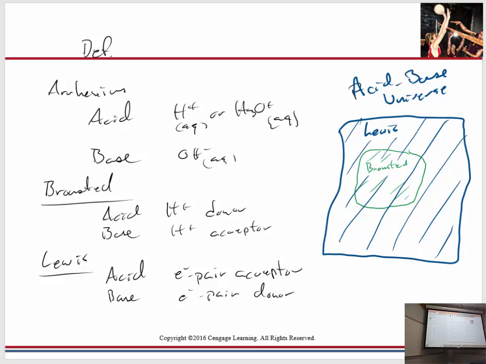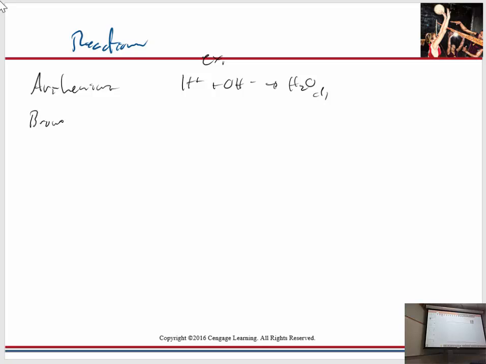Actually, I'm just going to insert a slide here. Arrhenius are pretty straightforward. There's only one thing, and that is H plus plus OH minus yields H2O liquid. That's it. Bronsted, let's look at some examples here. This would be the one and only example for Arrhenius. For Bronsted, there's lots of examples.